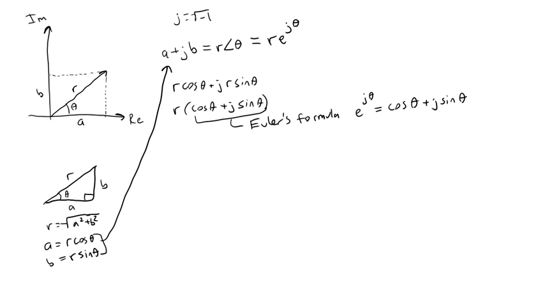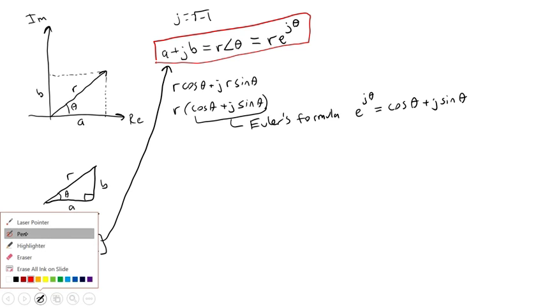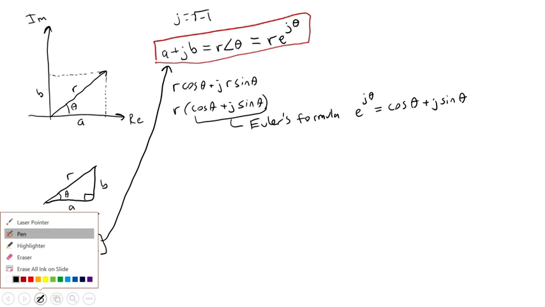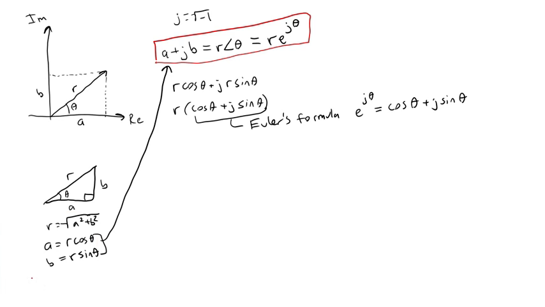So that's three different ways of writing the same complex number that, depending on what we're doing and how we're doing the math, some forms might be more convenient than others. Now, one more thing you might run into, again, for the magnitude of the complex number a plus jb, that's going to be equal to r, so that is the length of this vector in the complex plane.